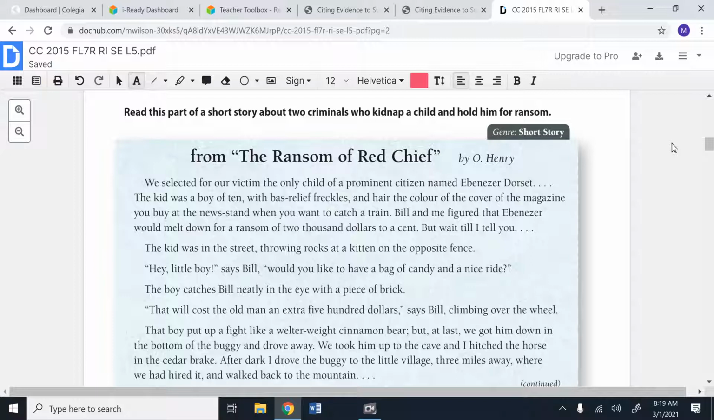Now, in the second paragraph, I read that the boy is throwing rocks at a kitten on the opposite fence. And in the fourth paragraph, I read that the boy catches Bill neatly in the eye with a piece of brick. This is evidence that meshes well with background knowledge that I have, that people who throw rocks at cats and other people are mean and can be hard to deal with.